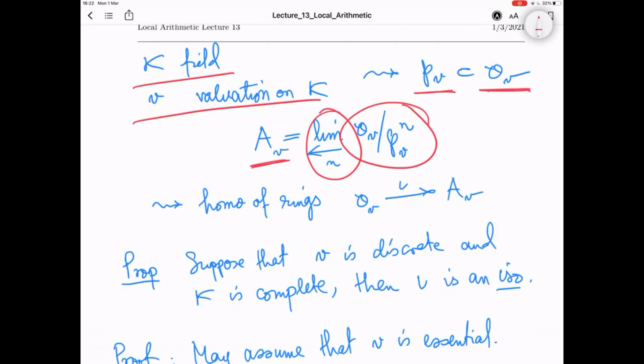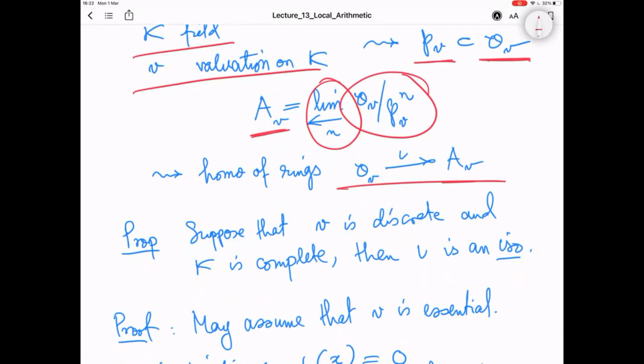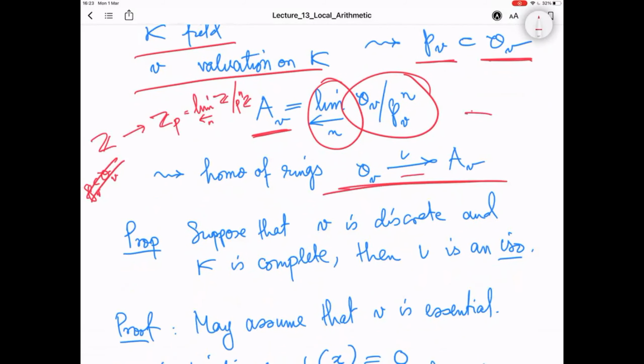And of course, by the very construction, you have a homomorphism of rings iota from OV to AV, just as you have a map from Z to Zp, because this is the inverse limit over n of Z mod p to the n. Similarly, if I have any ring O and an ideal P, you get this map iota, right?